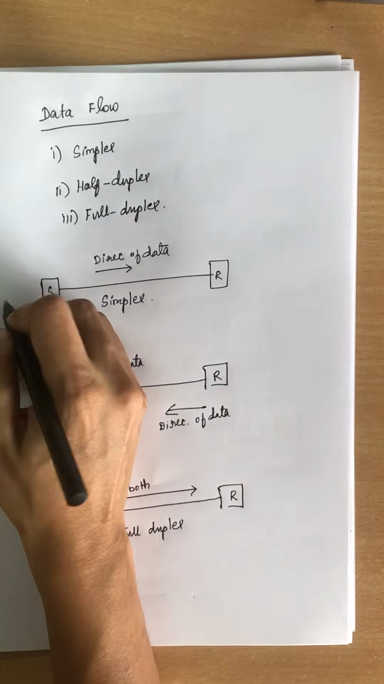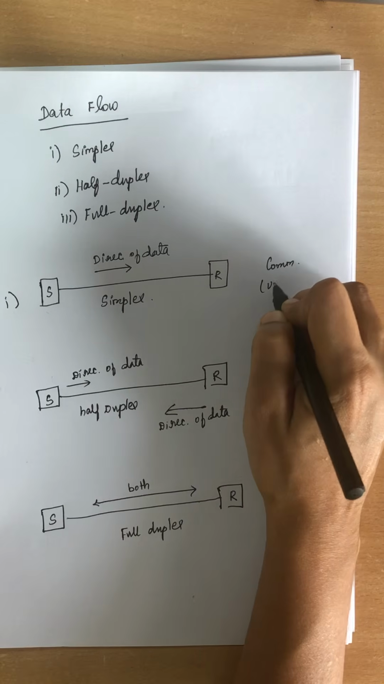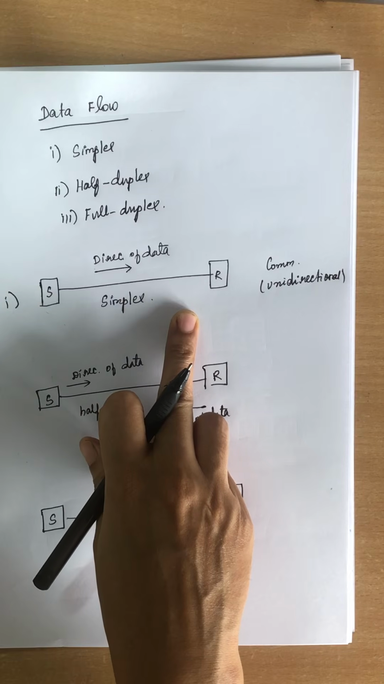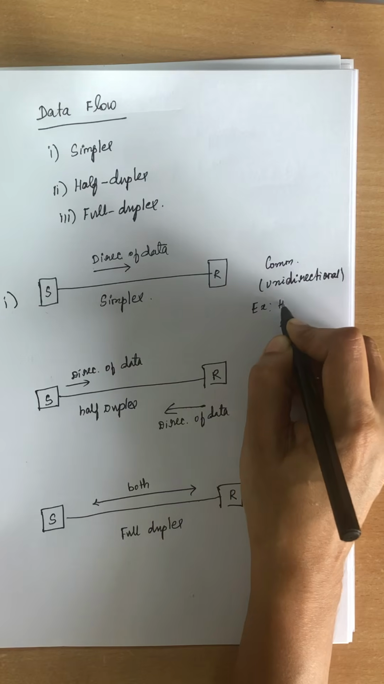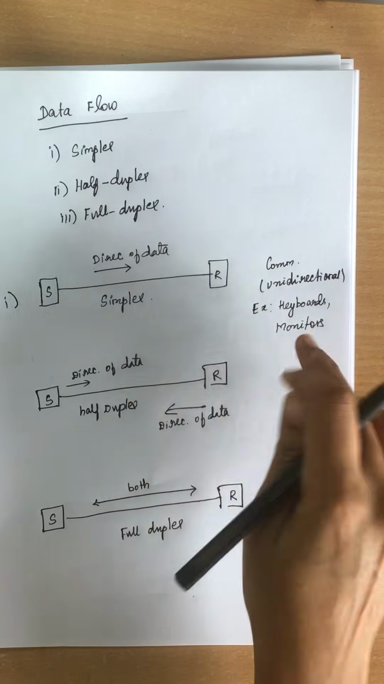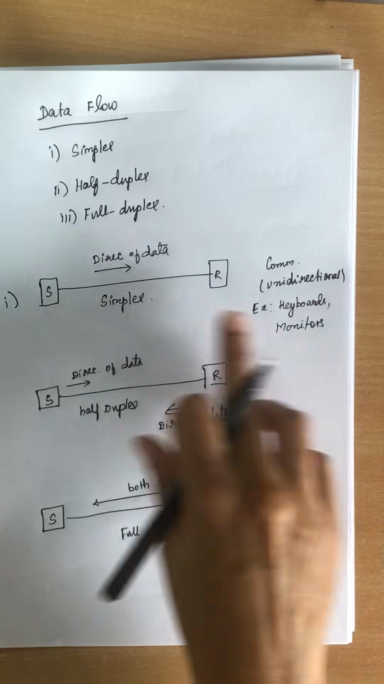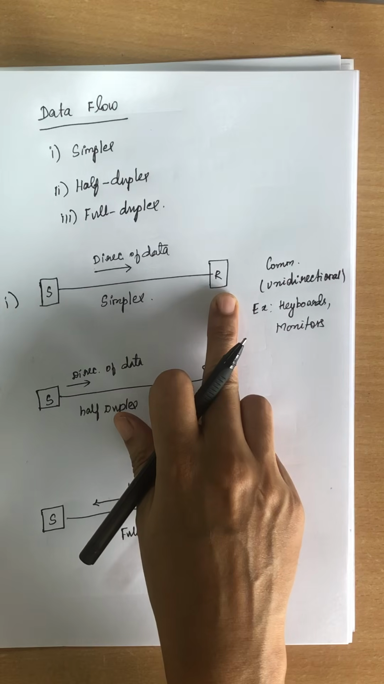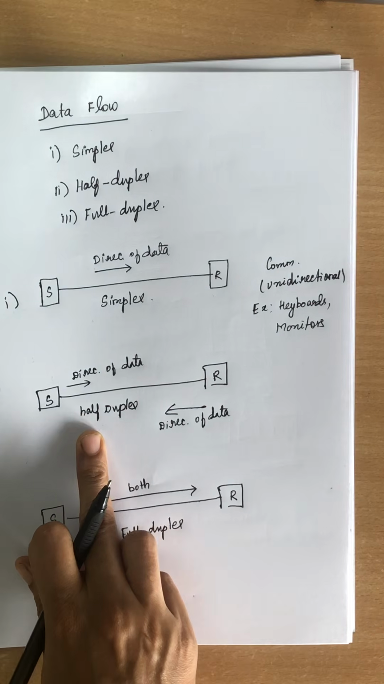So first we'll see what is the simplex method. In the simplex method, communication will be unidirectional. So what is unidirectional? That means only one side can send the information. For example, the best example will be your keyboard and monitor. The keyboard can only accept the input. The monitor can only give the output. So this is the best example for simplex communication, where the sender can only send and the receiver can only receive. So there is only one way of communication. So it is unidirectional.